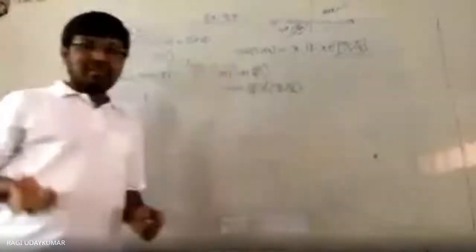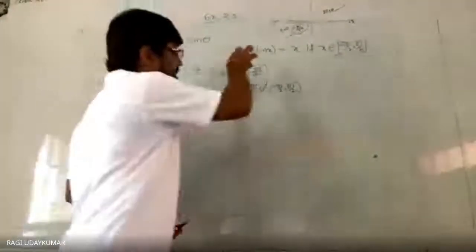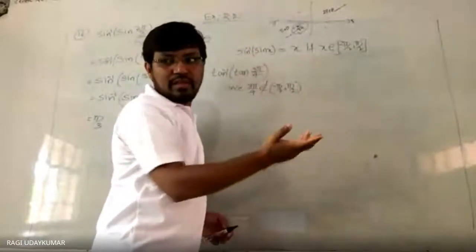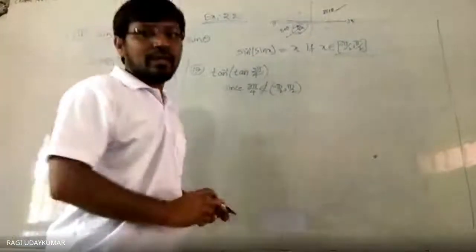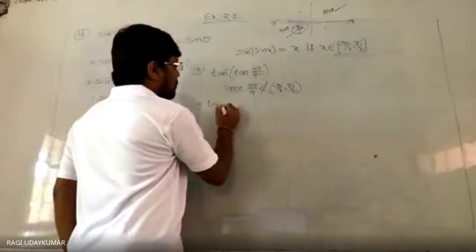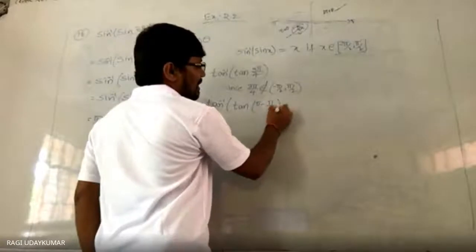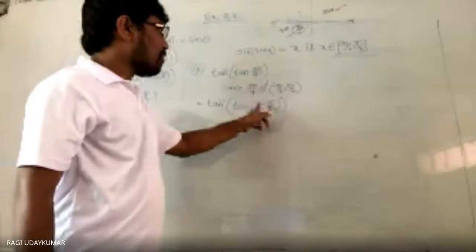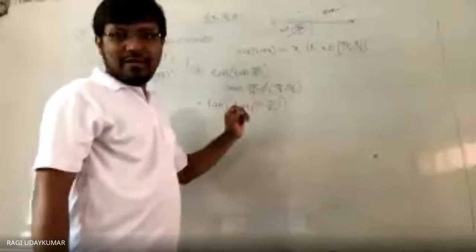This one, 3 pi by 4, can be written as pi minus pi by 4. I am not writing here. Just reform this one, write it in another form. That can be written as pi minus pi by 4. So I am writing that as tan inverse of tan of pi minus pi by 4. Pi minus pi by 4 what? Simplify this: 4 pi minus pi, 3 pi by 4. It is 3 pi by 4.